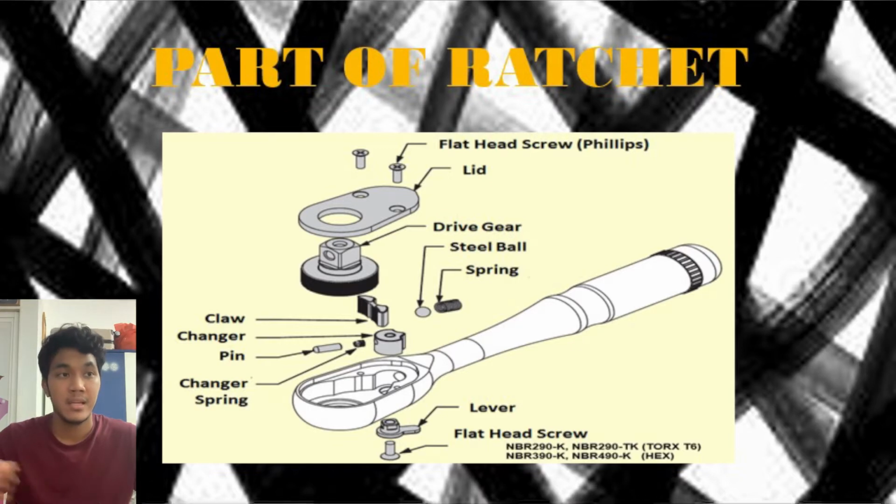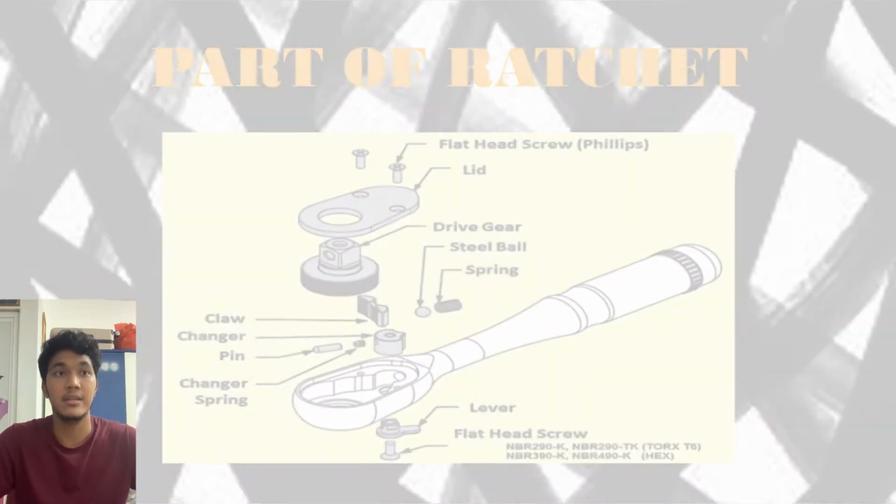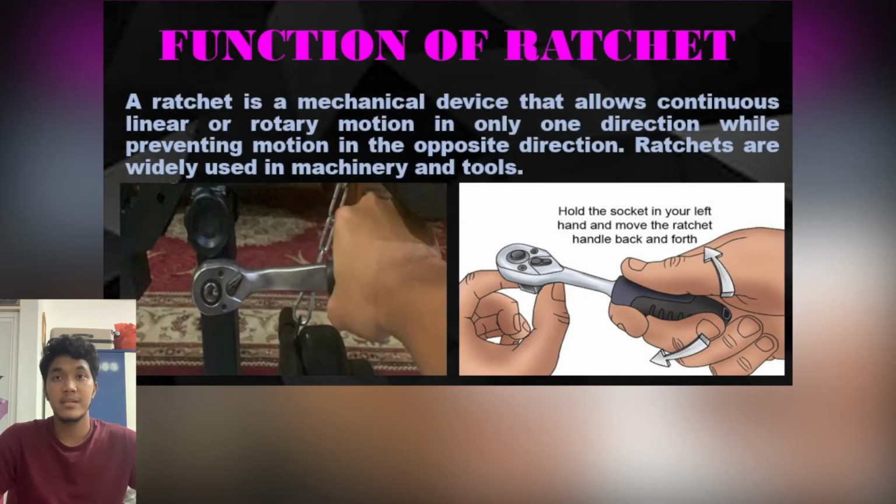Okay, after that, the function of the Ratchet. A Ratchet is a mechanical device that allows continuous linear or rotary motion in only one direction while preventing motion in the opposite direction. Ratchets are widely used in machinery and tools. As I said before, a Ratchet is a mechanical device that allows continuous linear or rotary motion.